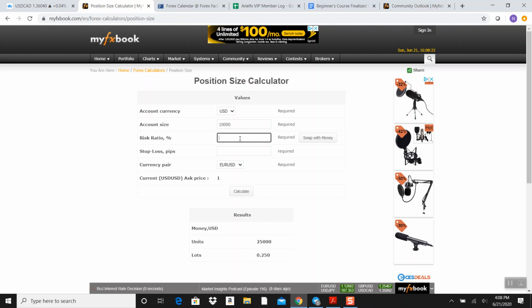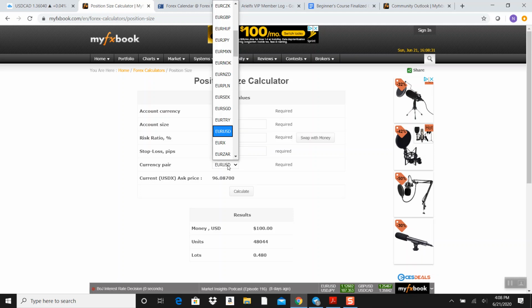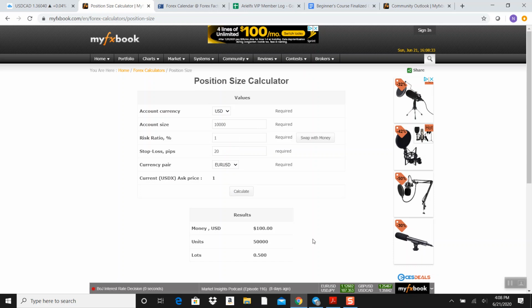So in this case, let's say we risk 1%. We click 1% here. Let's say the stop loss is 20 pips, and we're trading Euro USD. All right, click Euro USD. We push calculate. On this particular trade, you can use a 0.5 lot size.